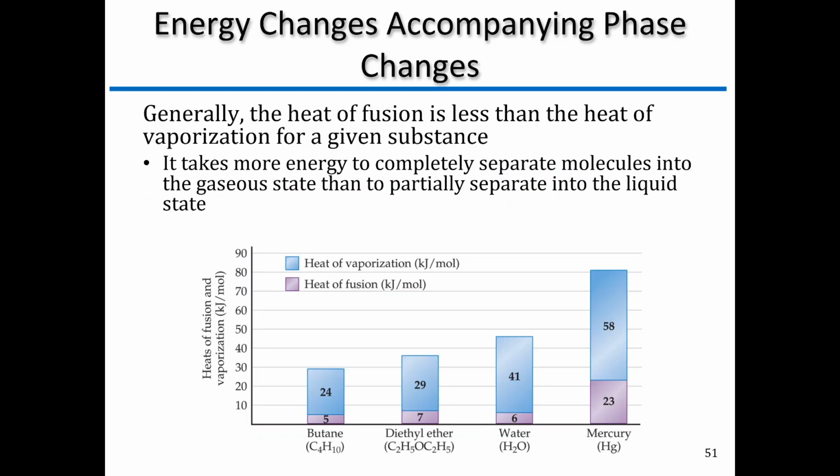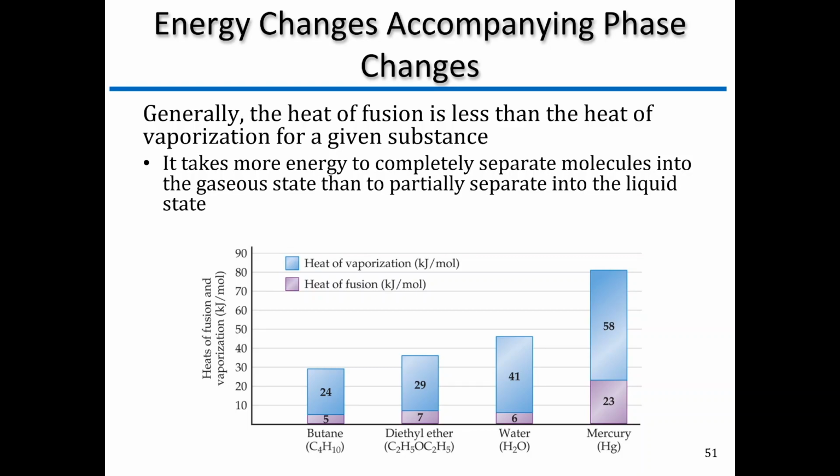Okay, so generally the heat of fusion is less than the heat of vaporization for a given substance. And we know this because it takes more energy to completely separate molecules into the gaseous state than to partially separate them into a liquid state. So in other words, it's much easier to have things still intact, so just to melt something and then the molecules still have a lot of interaction and they're not having to completely break free.